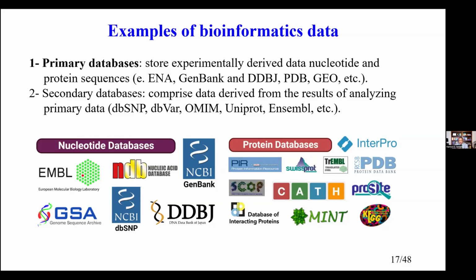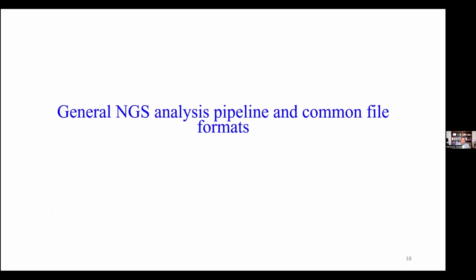And secondary databases are the information that you get from analysis, like dbSNP, where you'll find information about the SNPs; dbVar, where you'll find variants; and OMIM, where you'll find all information about diseases and the genes they relate to, and also about the pathways and everything.